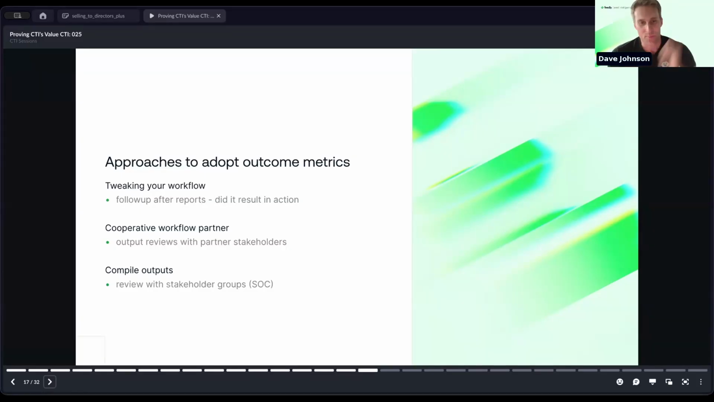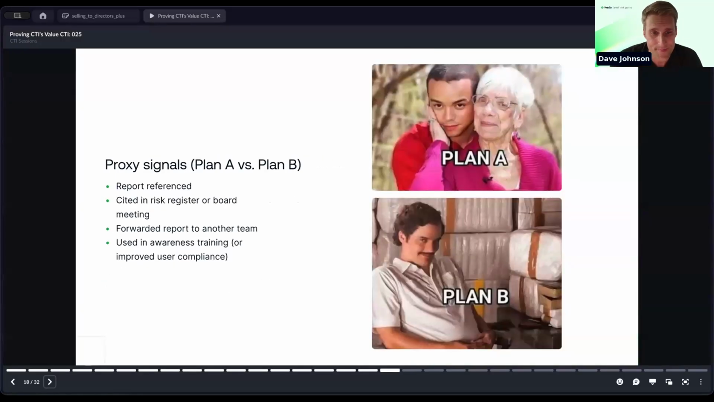Yeah, so approaches to adopt outcome metrics. I think maybe you put this together, I don't remember. Just following up after reports, having that cooperative workflow partner. So partner up with that stakeholder I just mentioned to get their feedback, instead of canvassing using an email to blast it out to all of your stakeholders. Choose one who you have a good relationship with. And compile outputs to review with your stakeholder group. If you have capacity and a bunch of stakeholders, maybe you can organize a periodic review of all the things that your program did to meet their needs. So that's a good thing to do too.